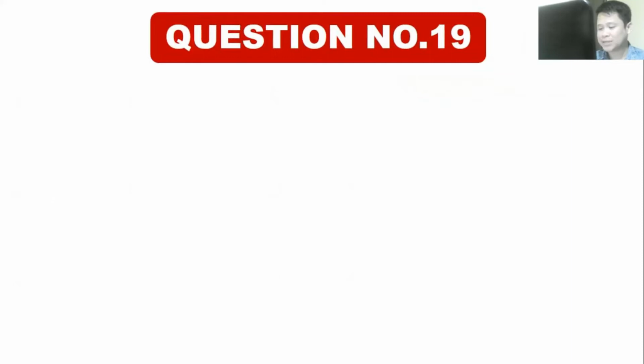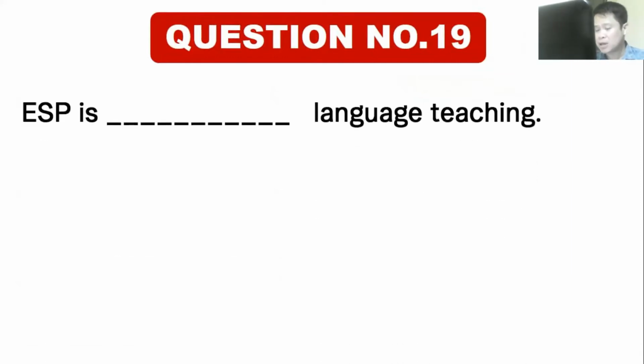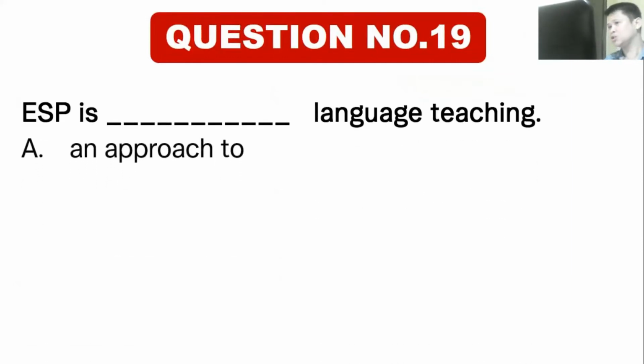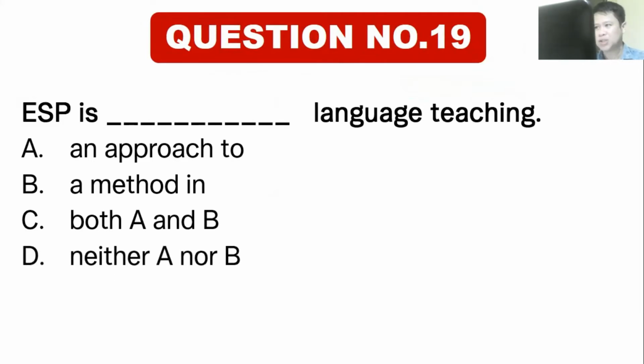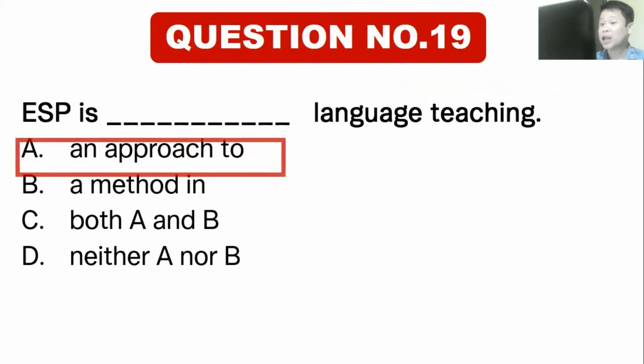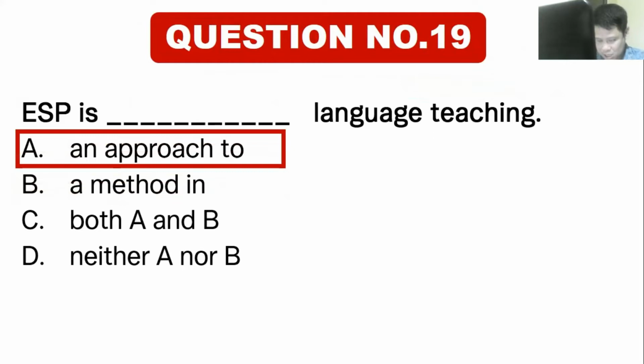Okay, question number 19. ESP is A, an approach to language teaching, B, a method in language teaching, C, both A and B, both an approach and a method in language teaching. D, neither A nor B, not an approach, not a method. Okay, the correct answer is an approach. ESP is an approach to language teaching.